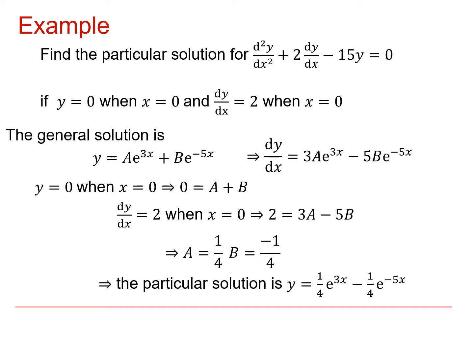Here is that working written up a little bit more neatly for you. So there we've taken the general solution, differentiated it so that we get an expression for dy by dx. We've used the first set of initial conditions to give me an equation for a and b, and the second set of initial conditions to give me an equation for a and b again, and then solved those two equations simultaneously to give me the values of a and b, and hence the particular solution.